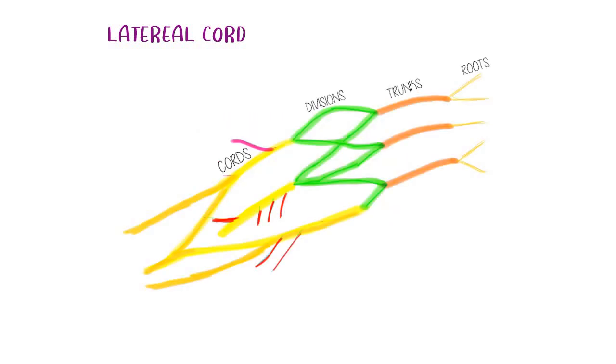As in this diagram you can see, this is the lateral cord and 3 nerves are arising from here. Here is the lateral pectoral nerve, here is the musculocutaneous nerve, and this over here is the lateral root of the median nerve. This is the median nerve and this is the lateral root of the median nerve.